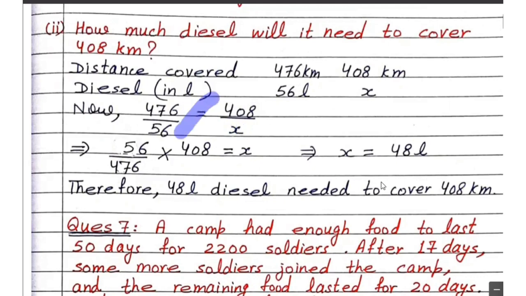Now let us do the cross multiplication. So here 56 upon 476 into 408 equals X. Right? We just brought X up and 408 down, and then we did the cross multiplication. So the value of X is 48 liter, right? So that means 48 liter of diesel is needed to cover a distance of 408 kilometer.